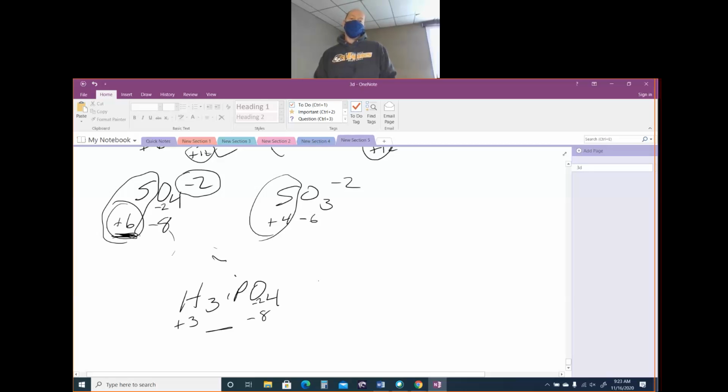All right, so you've got to pick the number here that, in this case, gives no overall charge. You quickly see that 3 plus 5 is 8. And so the oxidation number of P in phosphoric acid is plus 5. So make sure you can get oxidation numbers.